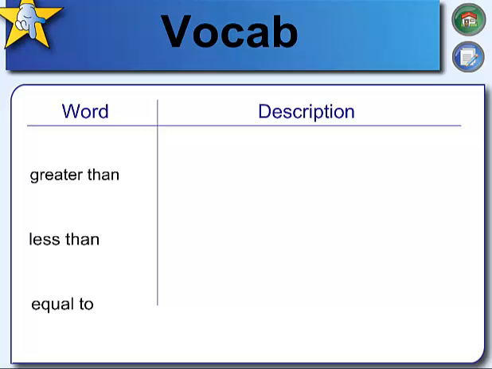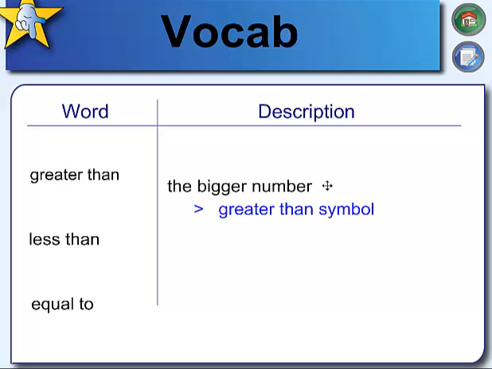The first word is greater than. Greater than means it's the bigger number. It has a symbol that opens to the left. Some of you may remember this as a Pac-Man symbol or an alligator. It wants to eat the larger one, so its mouth is open to that bigger one.